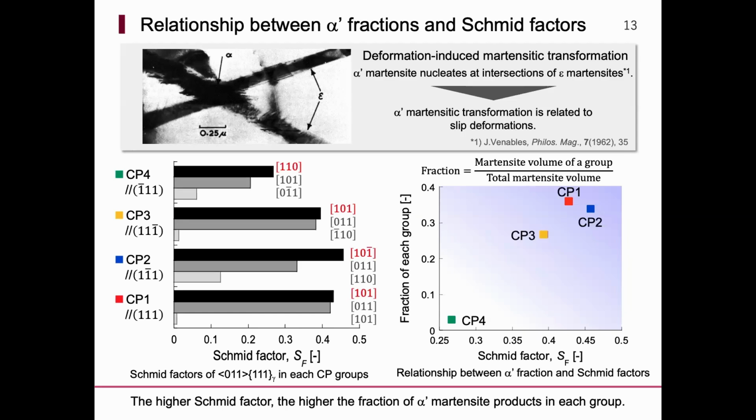Comparing the highest Schmid factors at each CP group and the fraction of CP group given by this formula, we found the positive relationship between them. And this result indicated that alpha prime martensitic transformation is dependent on the Schmid factor of this slip system.